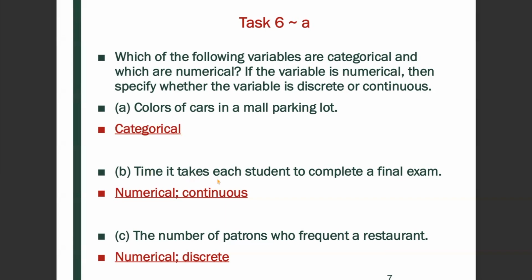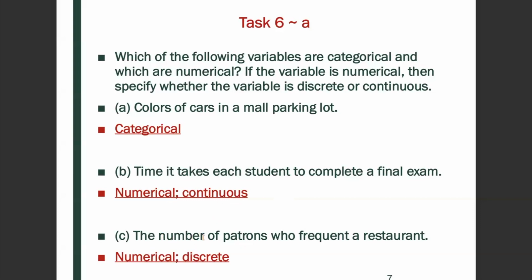Part B, time it takes each student to complete a final exam. This would be numerical and it would also be continuous because time is on a continuous scale. So it could take someone 50 minutes, it could take someone 15 minutes, it could take someone 45 minutes and 25 seconds. So that's why this would be considered numerical and continuous.